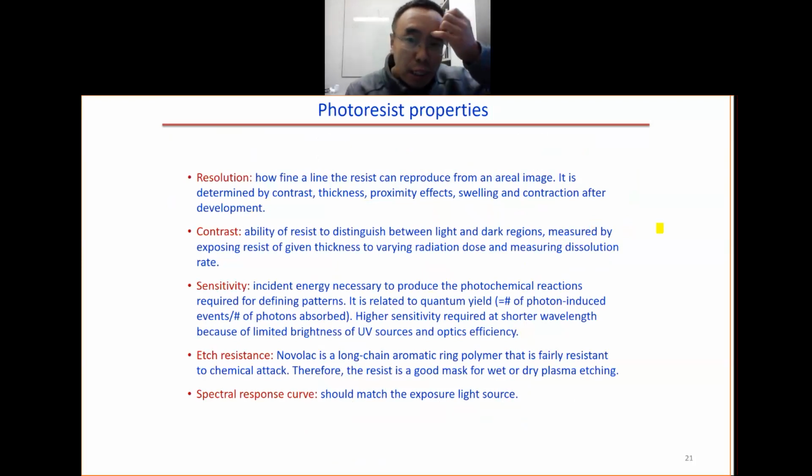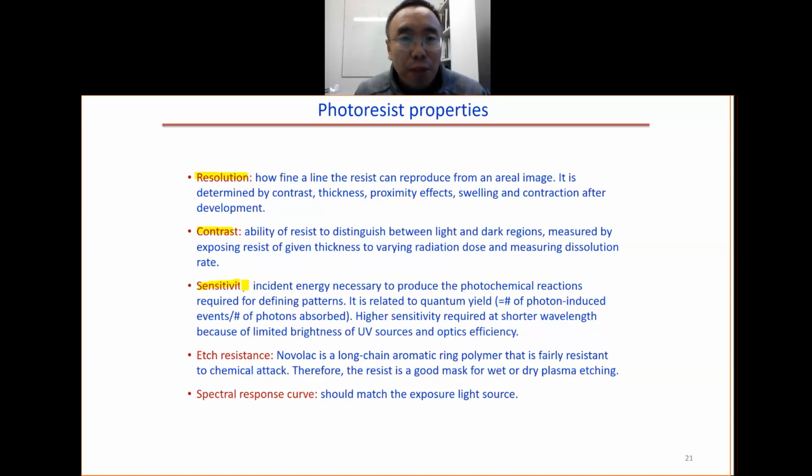Here's the summary of the properties of the resist that we desire. The first is the resolution. Obviously, the higher the resolution, the better. Higher resolution means smaller feature size. Then there is the contrast. If you want higher resolution, we need a higher contrast.